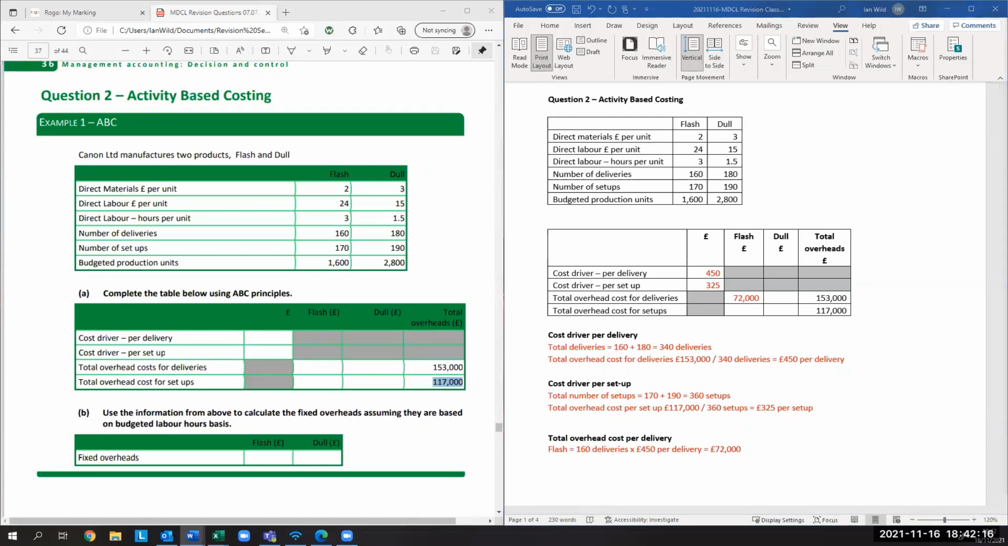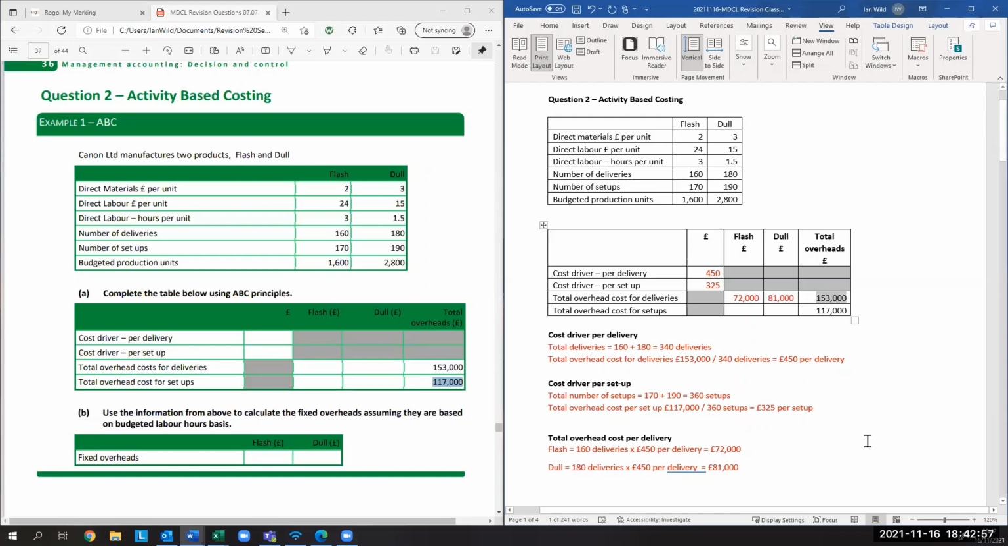So then we do the same thing for DOL, except this time we have 180 deliveries. So it's going to be 180 deliveries multiplied by 450. And that should get us to £81,000. And we'll pop that in there. Now our final check, add those two together, 72 and 81. I use my calculator because it is a little bit later on in the evening tonight. Yep, exactly, Natalie, check the totals, and that does come back to 153,000.